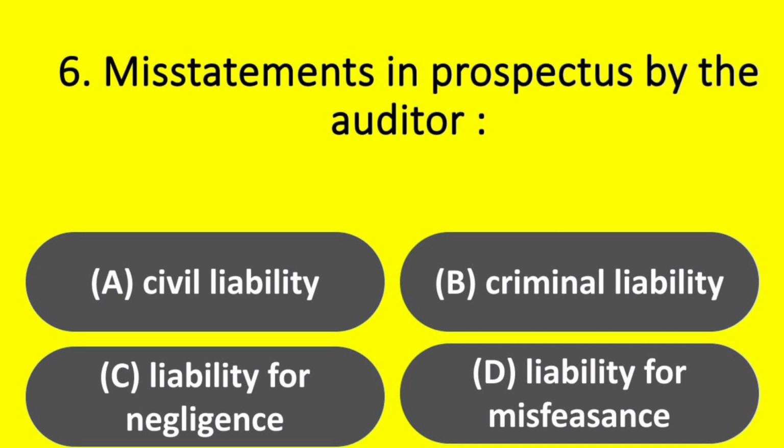Misstatements in prospectus by the auditor attract: option A, Civil liability; option B, Criminal liability; option C, Liability for negligence; option D, Liability for misfeasance. Answer: option B, Criminal liability.